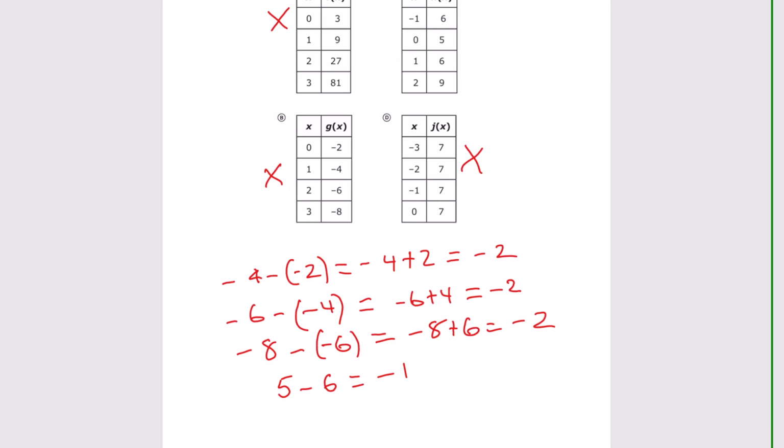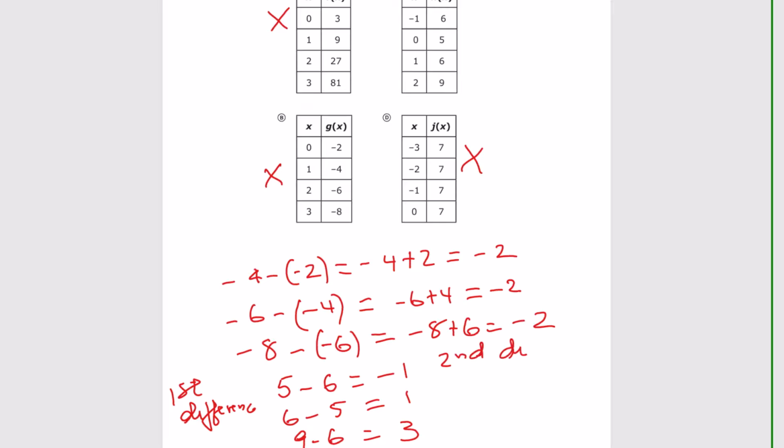6 minus 5 equals +1. 9 minus 6 equals +3. The first differences are -1, +1, and +3. These are not constant, so the function is not linear.